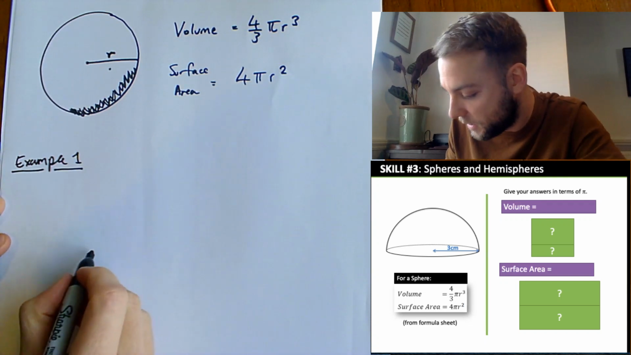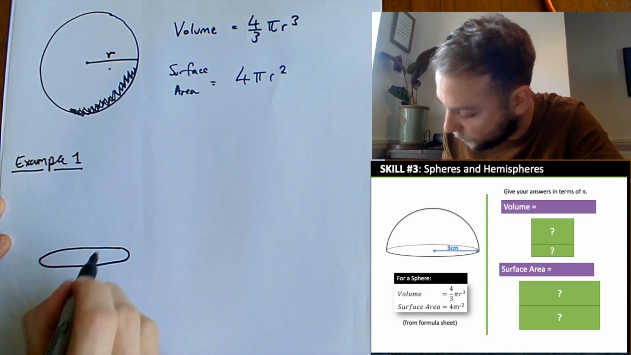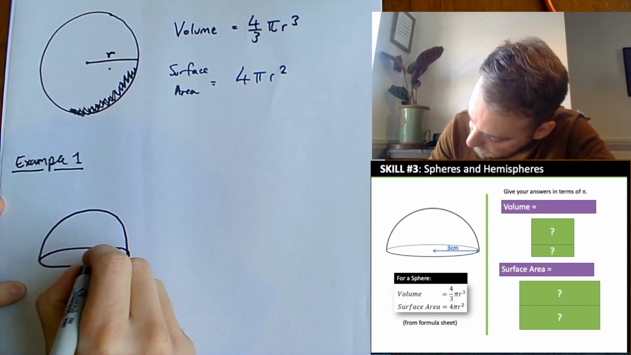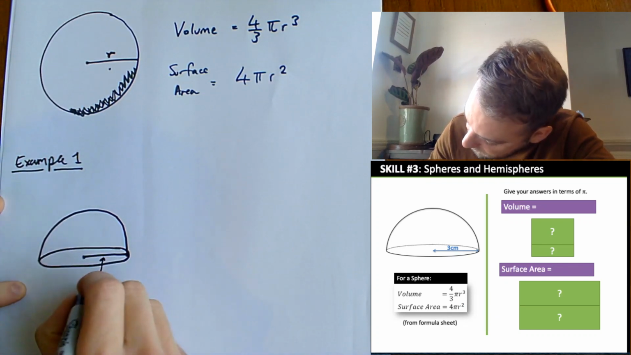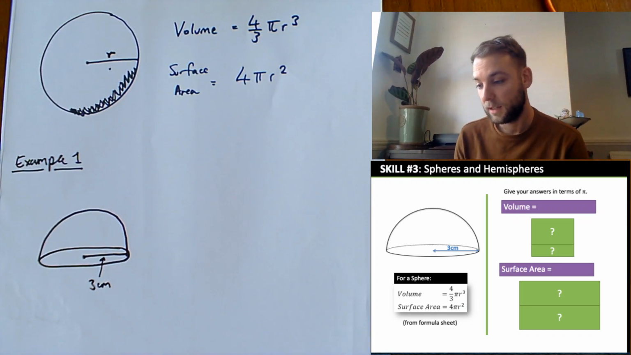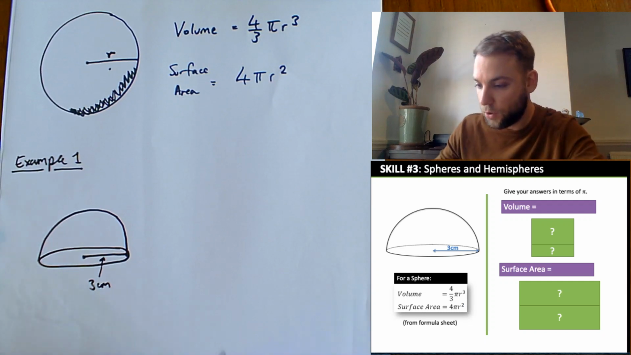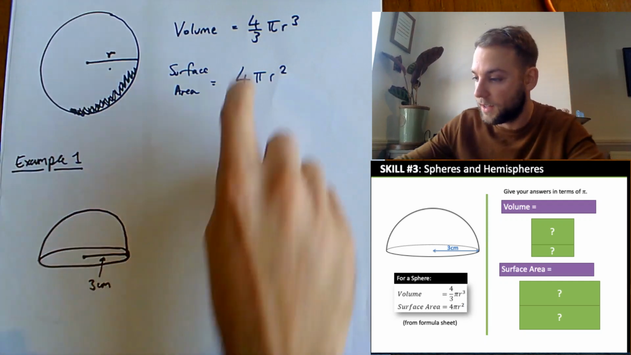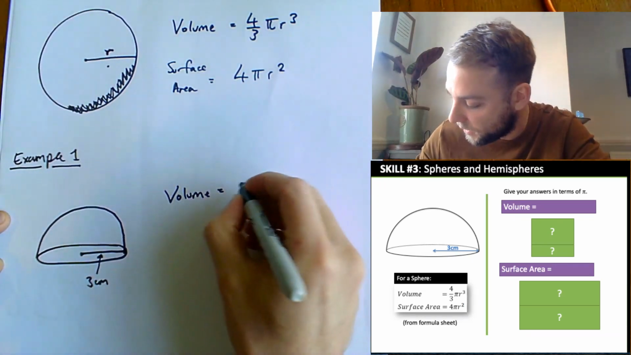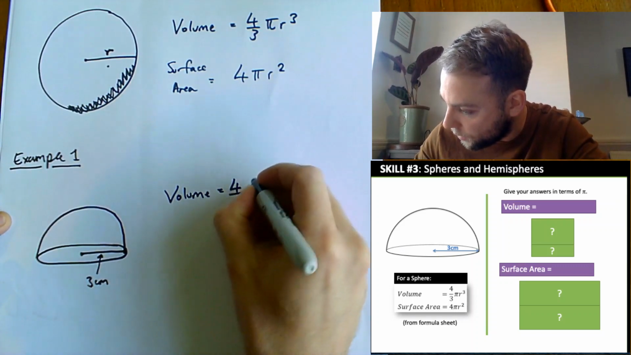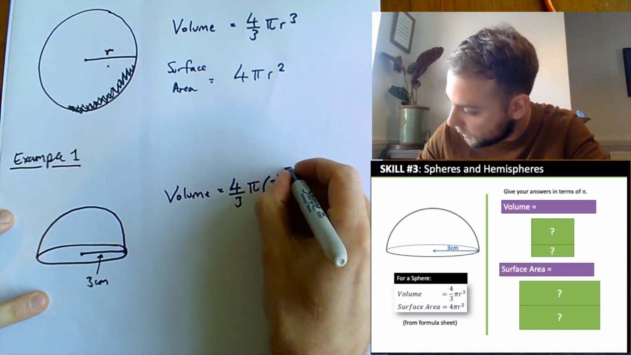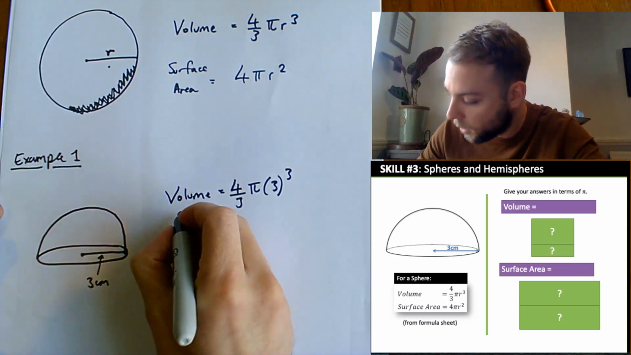To draw a hemisphere, you draw a flattish oval like this, and then you draw a line over from the centre to the edge. We're saying that this distance here is 3 centimetres in this case. Now the volume is quite straightforward. We use the volume of a full sphere, which is 4/3 pi r cubed. So it's equal to 4/3 times pi times r, which in this case is 3, cubed.